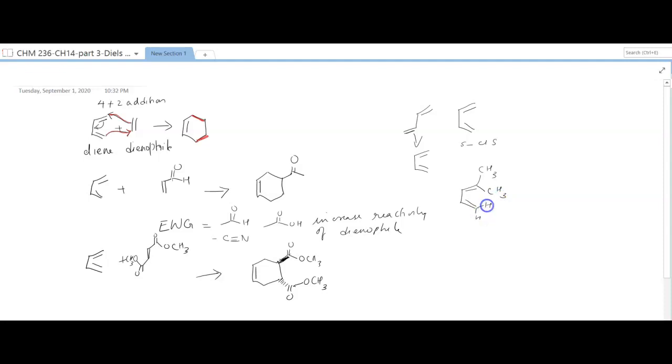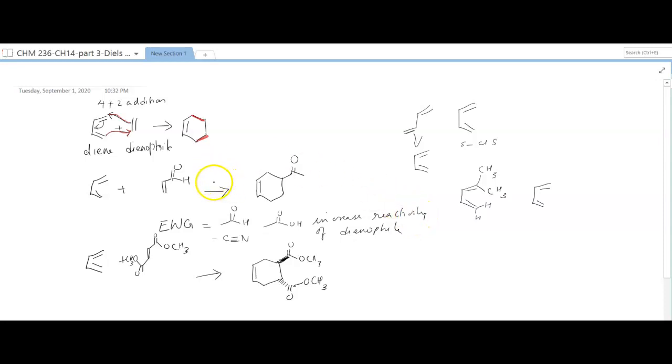So if you have a compound like this, this would be much less reactive than when you have just a butadiene or with just one methyl group. So we have to be careful of what kind of diene we have to use in the Diels-Alder reaction in order for the reaction to go at a good rate.